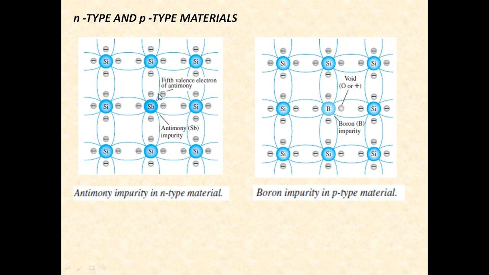All these 4 electrons get involved in covalent bonding with the silicon atoms, whereas the fifth valence electron of the antimony atom is left free. It is left free in such a way that it can roam anywhere inside the silicon crystal. It is completely free, and this free electron is exactly what we need in order to enhance the conductivity of the silicon which is being doped. So this fifth valence electron contributes a lot towards the conductivity.